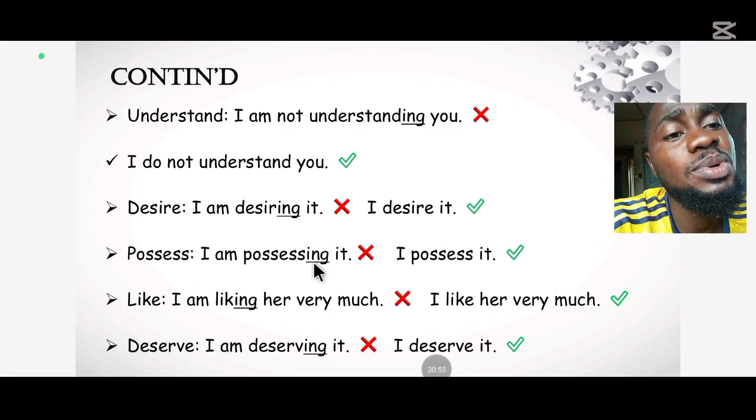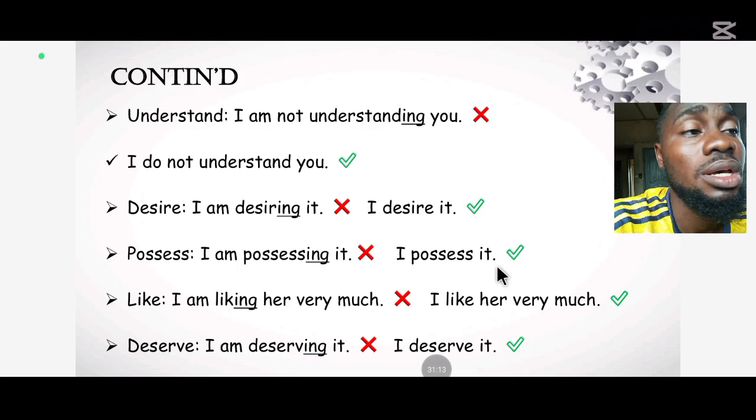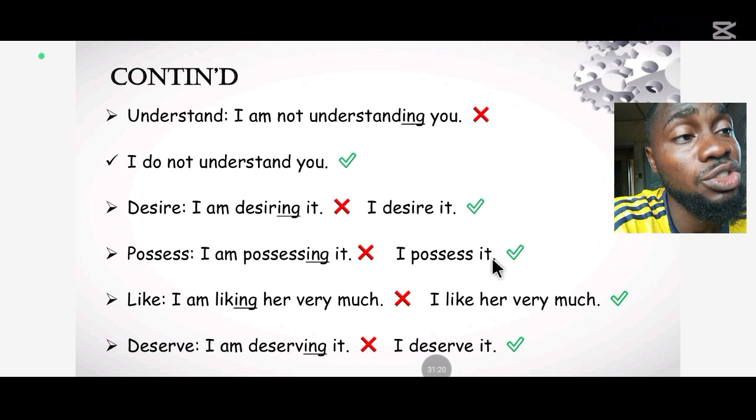Possess. "I am possessing it." Wrong. "I possess it." Correct. JAMB keeps repeating questions from this topic, verbs without continuous. It is a bonus if you understand this topic very well. Verbs without continuous is a bonus question for you. At least you are going to see two to three questions from this topic in your JAMB UTME 2026.